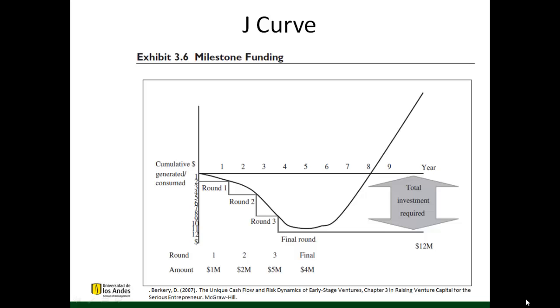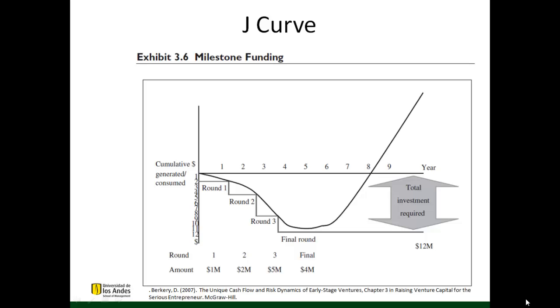But the key thing to have in mind here is that you have to think about getting the investment in chunks or rounds, as Berkeley puts it here, and as people talk about this in the business, right? Round one, round two, round three, and then a final round. So these rounds are designed, right, to get money in order to allow you to go to the next significant milestone. And you have to get money until the moment when the J curve gets to a lowest point.